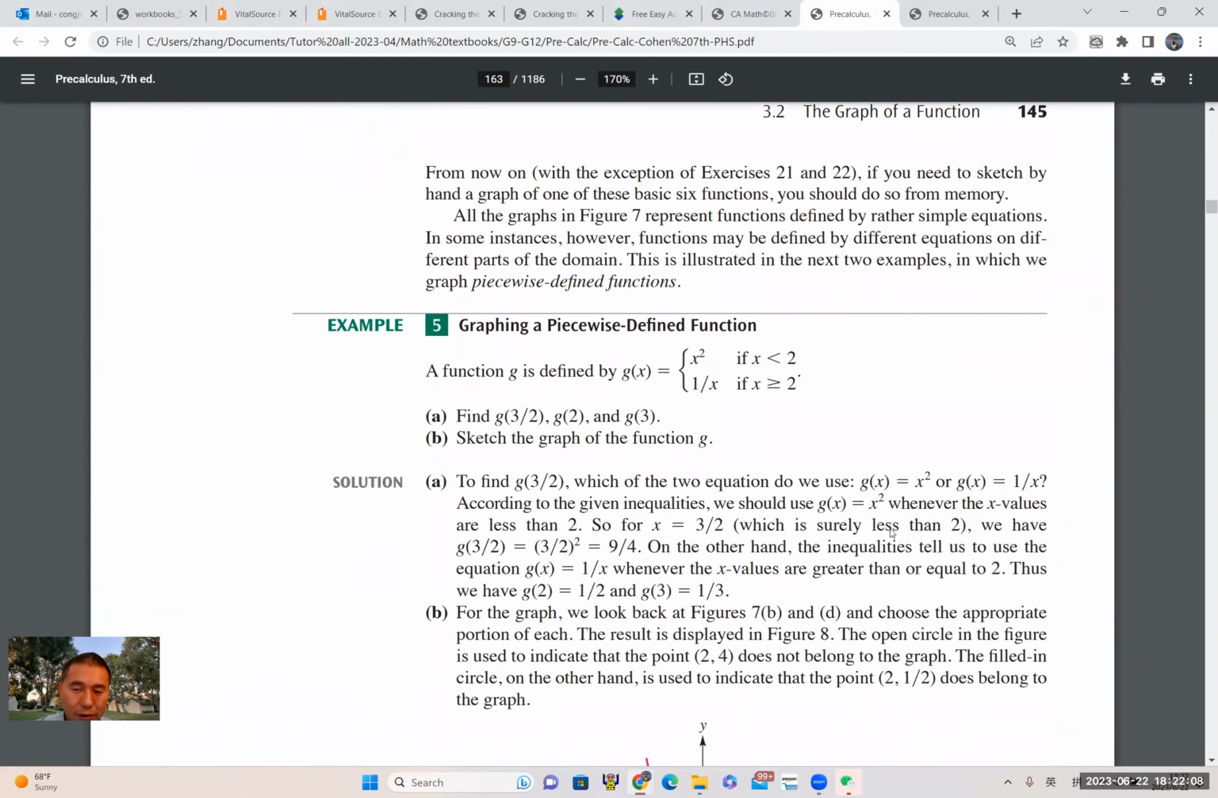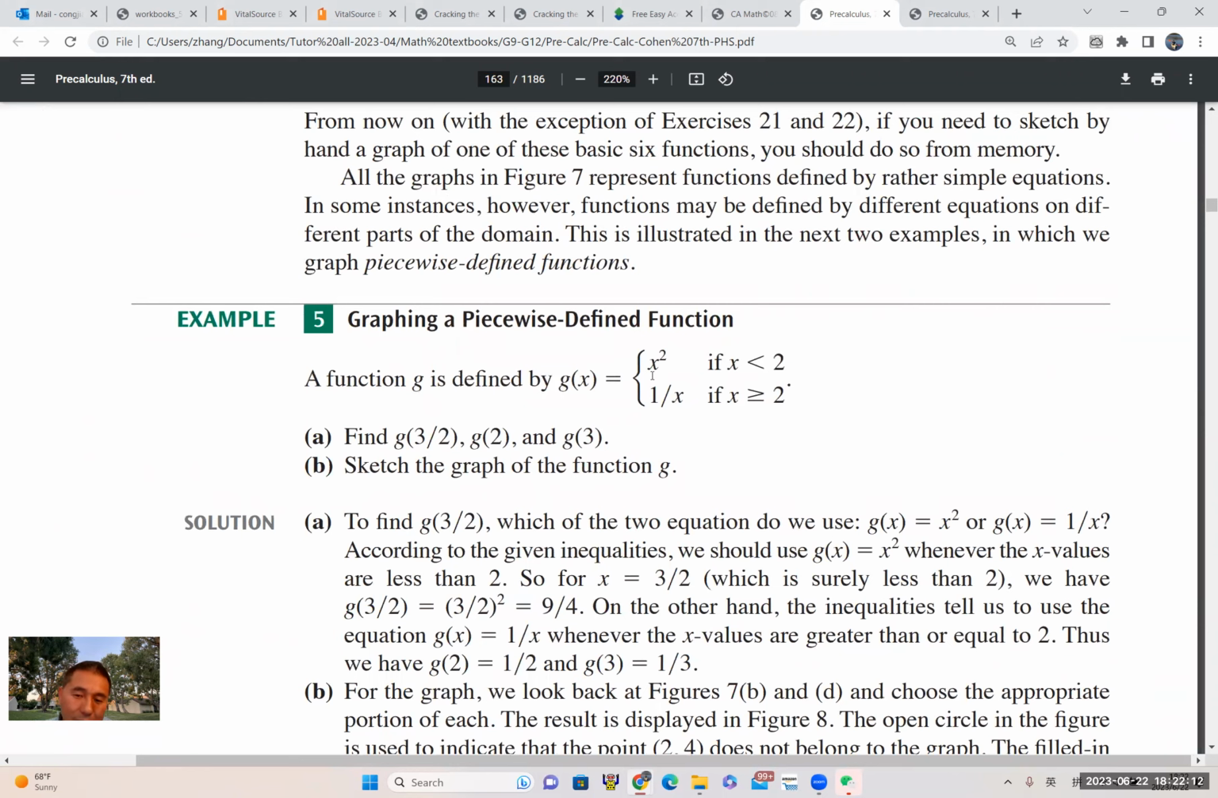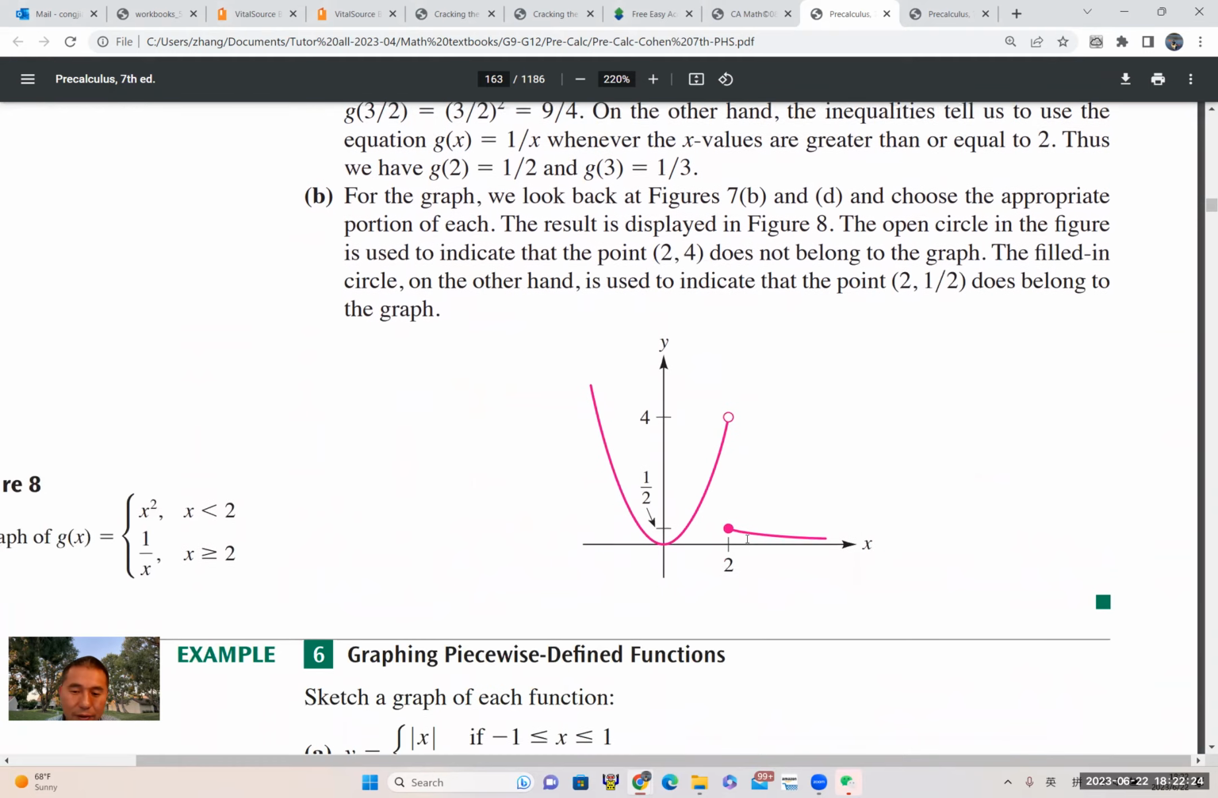Piecewise function. For example, for this, you draw g equal to x squared, but just take the part x less than 2, right? Okay.